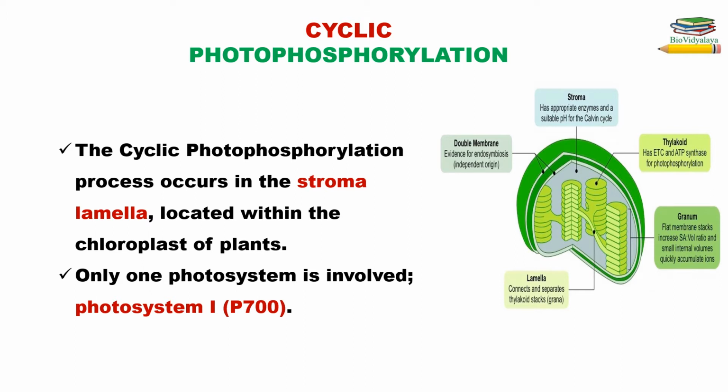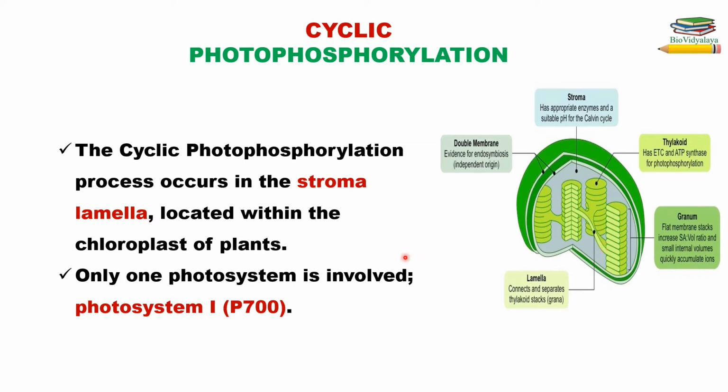The cyclic photophosphorylation process occurs in the stroma lamella located within the chloroplast of plants. In this picture, we can see that stroma lamella means the bridge between two grana that connect and separate the thylakoid stack of the grana. This is the site of cyclic photophosphorylation. The site of non-cyclic photophosphorylation was the thylakoid membrane, but the site of cyclic photophosphorylation is the stroma lamella.